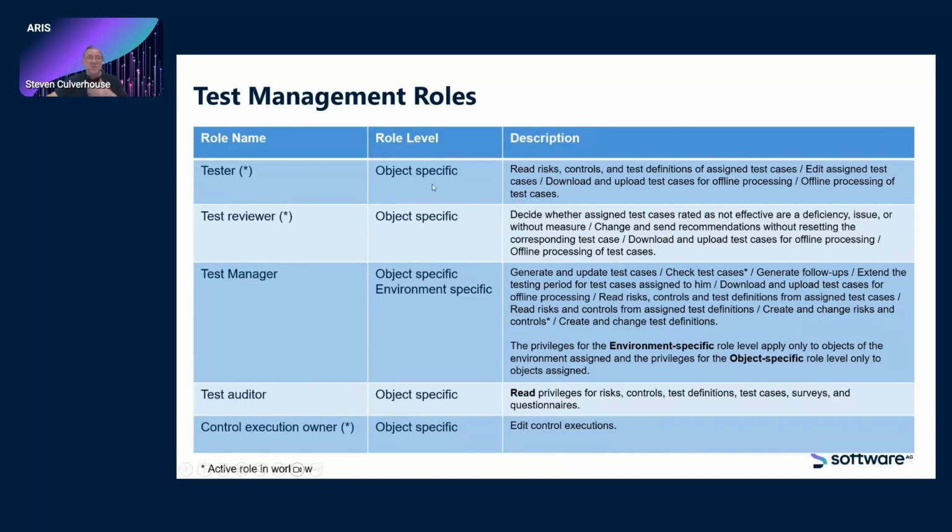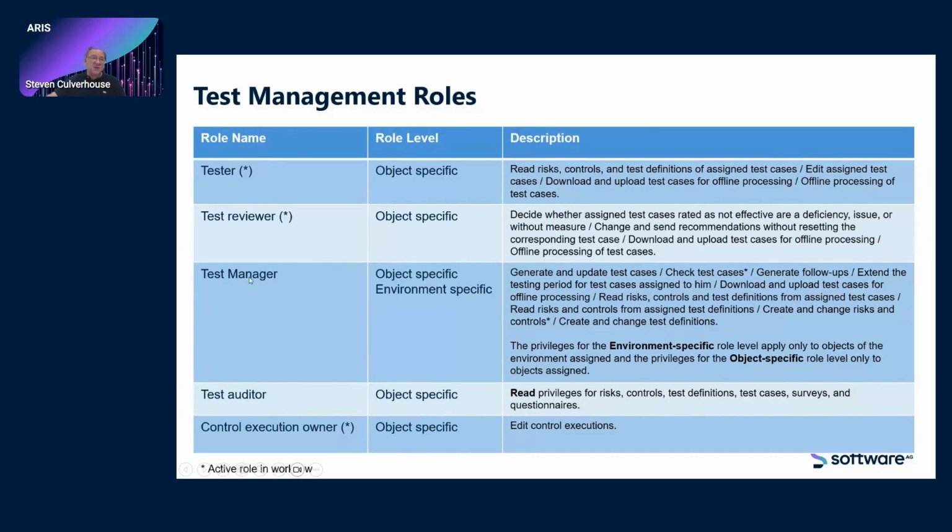Object specific just means that as a tester, you only see or have access to those tests to which you are physically connected in modeling. Whereas an environment role means that you can have access to everything of that type in the database, in the ARCM. So if you're a test manager at environment level, you will see all tests in the database, regardless of whether those tests relate to controls about sales, about finance, about IT. You'll see everything.